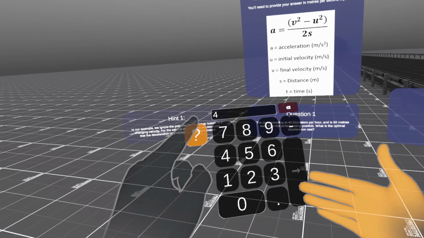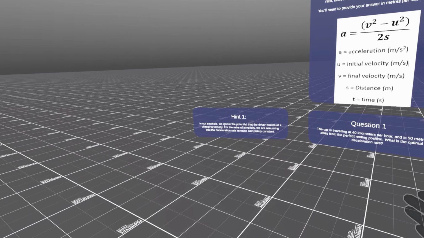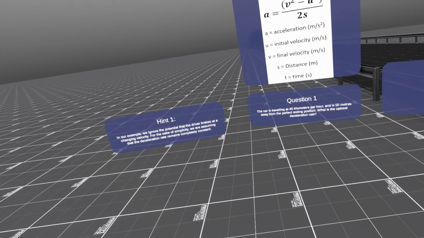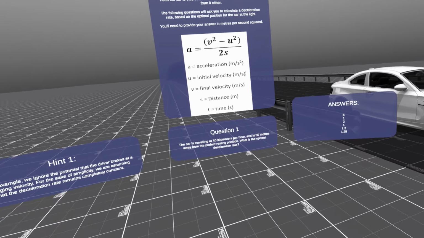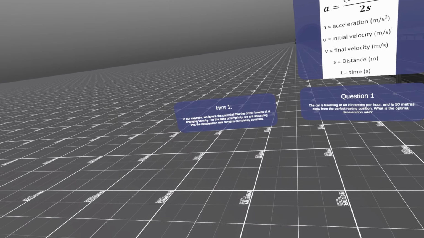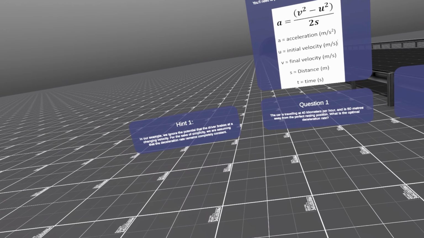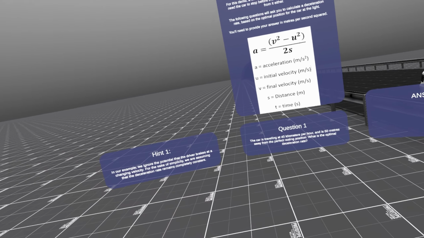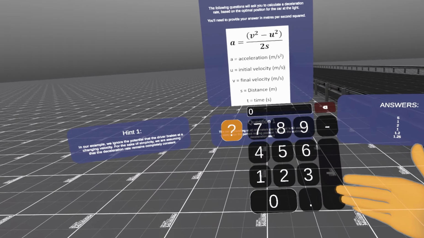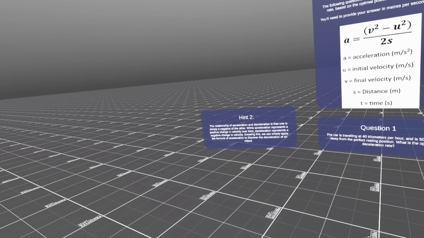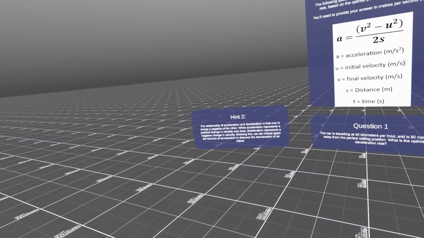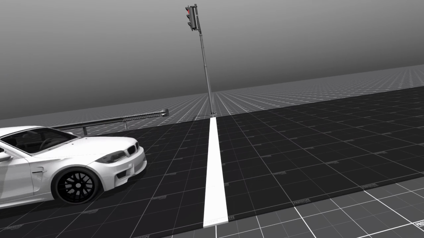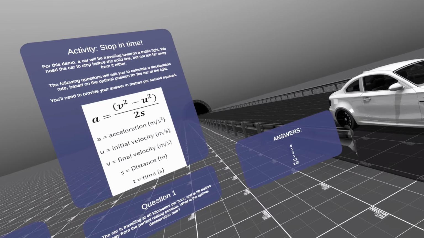Hint 1. In our example, we ignore the potential that the driver brakes at a changing velocity. For the sake of simplicity, we are assuming that the deceleration rate remains completely constant. Right, well, we already knew that, so is there anything else? Hint 2. The relationship of acceleration and deceleration is that one is simply a negative of the other.